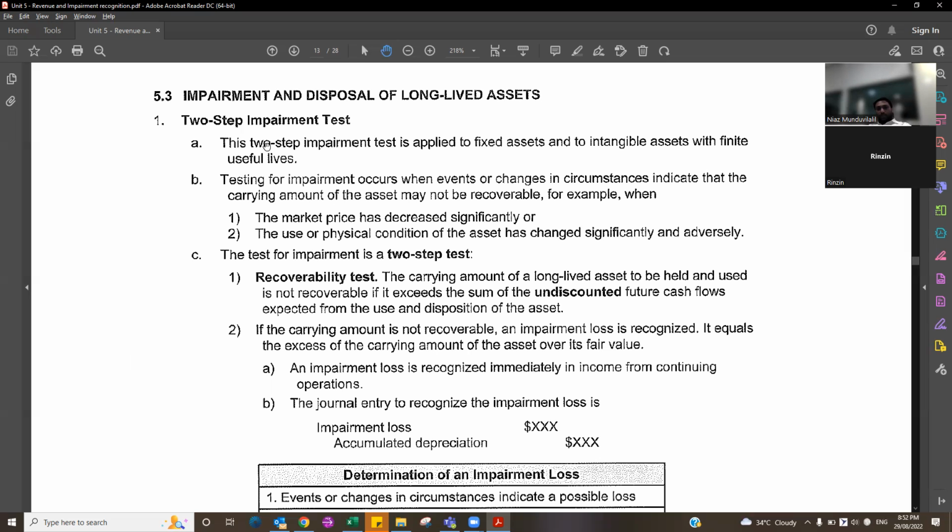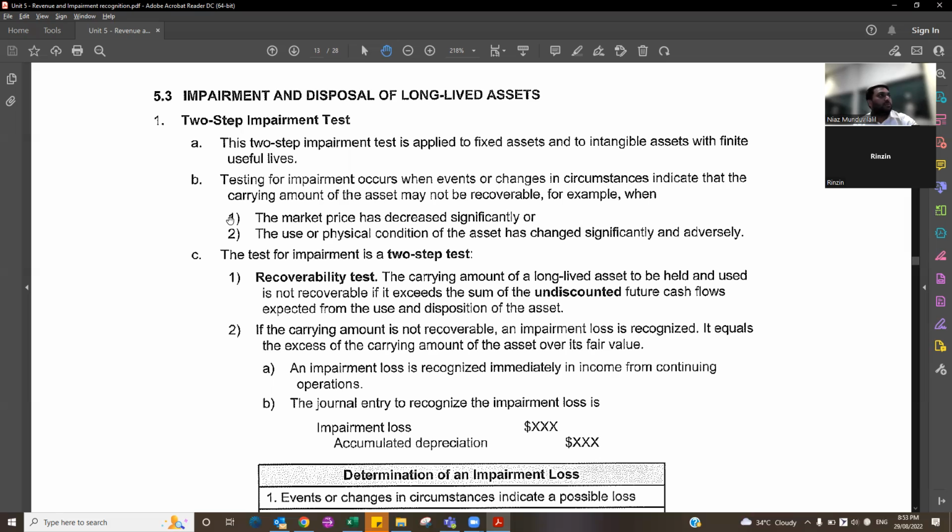Now, the two-step impairment test. The two-step impairment test is applied to fixed assets and to intangible assets with finite useful life. Testing for impairment occurs when events or changes in circumstances indicate that the carrying amount of the asset may not be recoverable. For example, the market price has decreased significantly, or the use or physical condition of the asset has changed significantly and adversely. Clear? If this condition exists, then only you will check the impairment test.